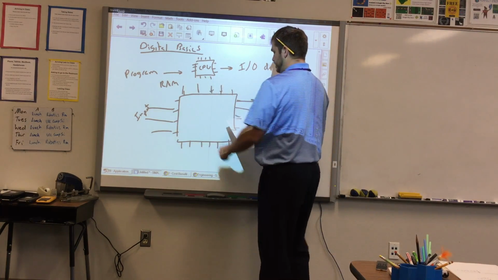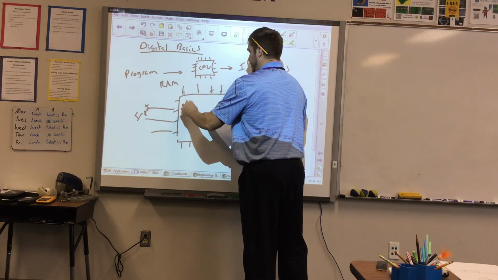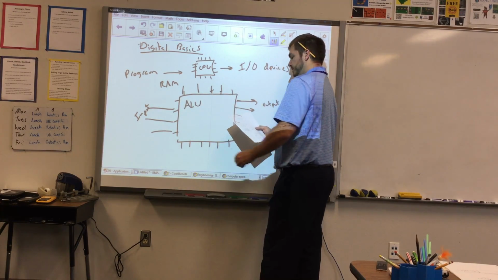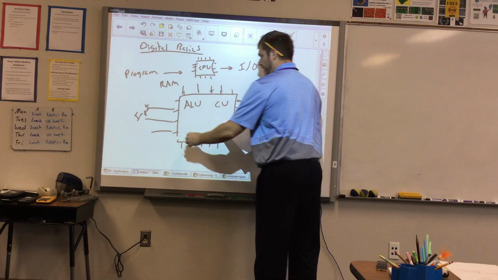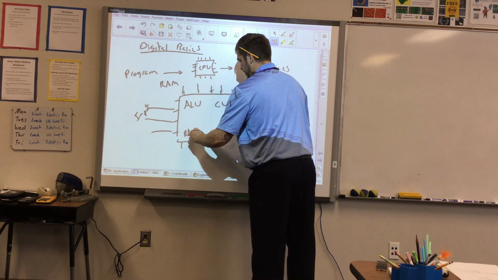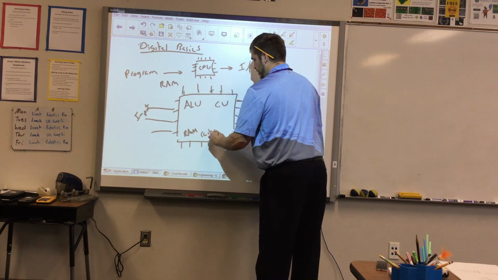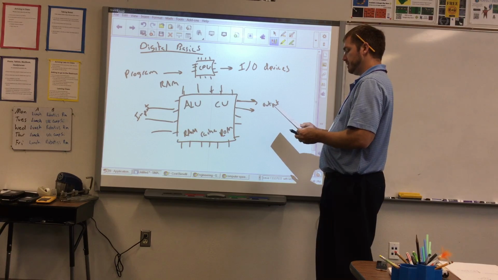If we zoom in on the CPU, some of the things that you see are something called the ALU, the Arithmetic Logic Unit. Also, the CU, the Control Unit. Okay. Also, even on here, there is some RAM. There's cache. There's ROM, which is where your firmware is going to be.